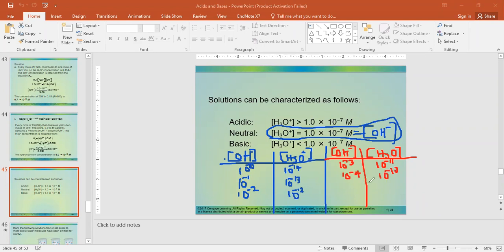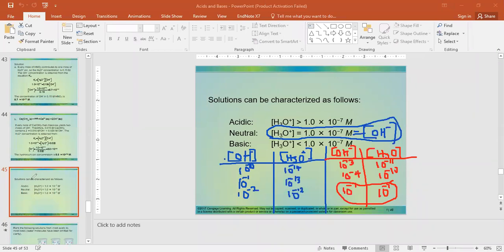So it will continue so that when you have this is 10 to power negative 7, this one must be 10 to power negative 7. And this is when we say that the solution is what? Neutral. Okay. Now beyond this, this one will be 10 to power negative 8, while this one becomes now 10 to power negative 6. So now the trend will continue shifting.